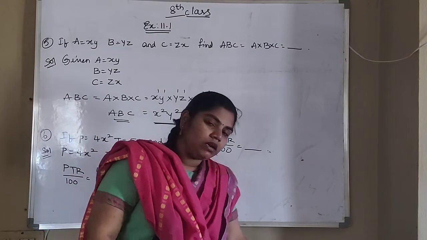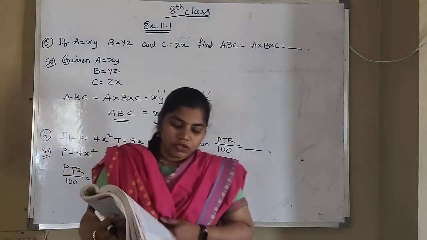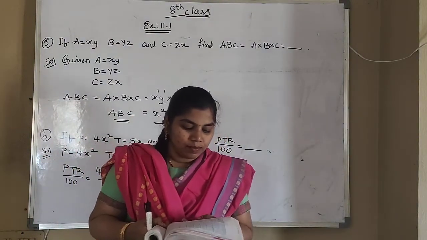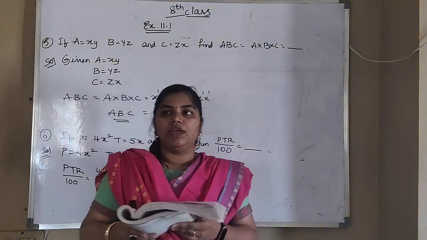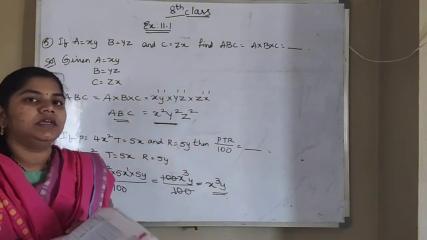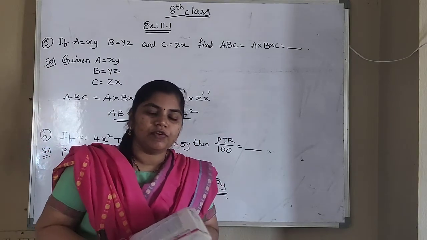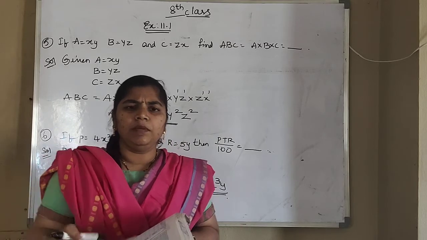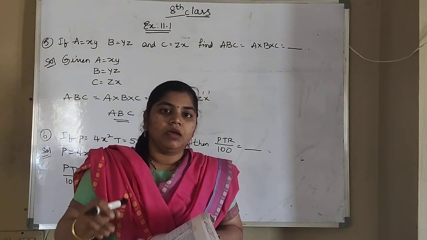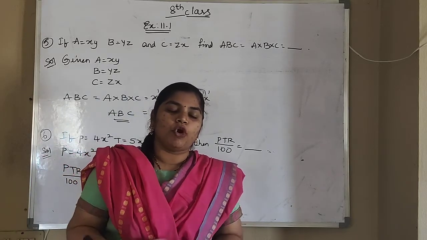So the seventh one you can try by yourself. So what is the question? Write some monomials of your own and find their product. You have to write some monomials by yourself and find the products of those monomials. Any monomials you can write, and you have to find the product for that.